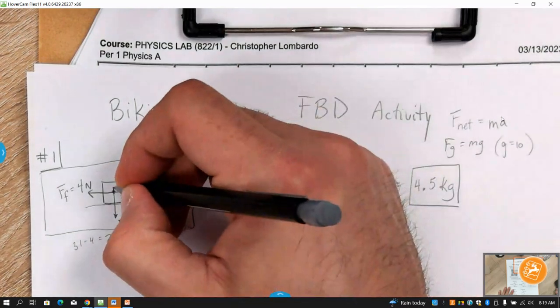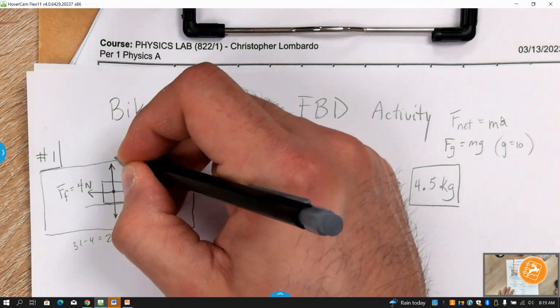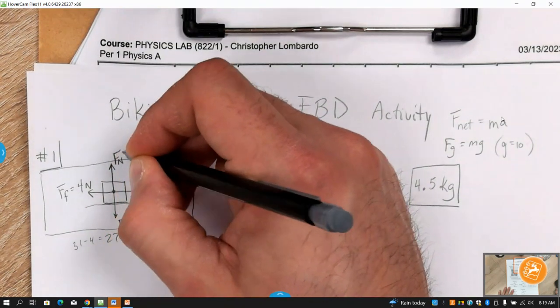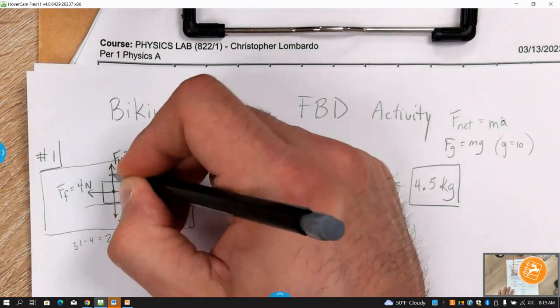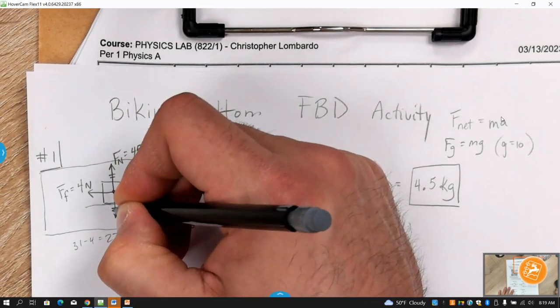And again, since he's not moving up or down, you would have to have a force equal and opposite to that, which would be our normal force, and that would also be 45. And I could just put the little equal signs here to show that those two are balanced.